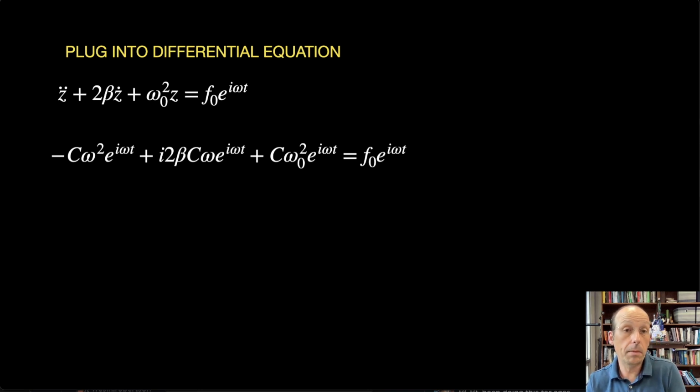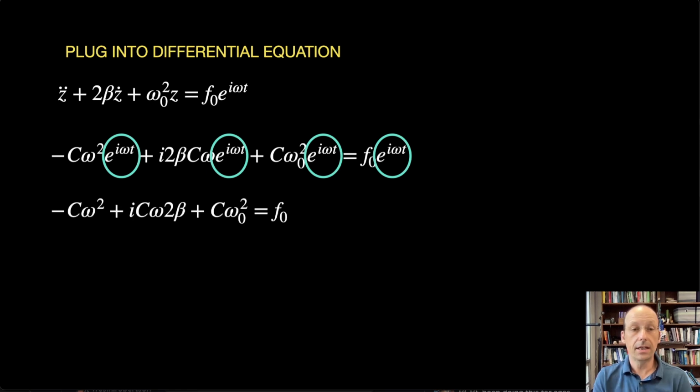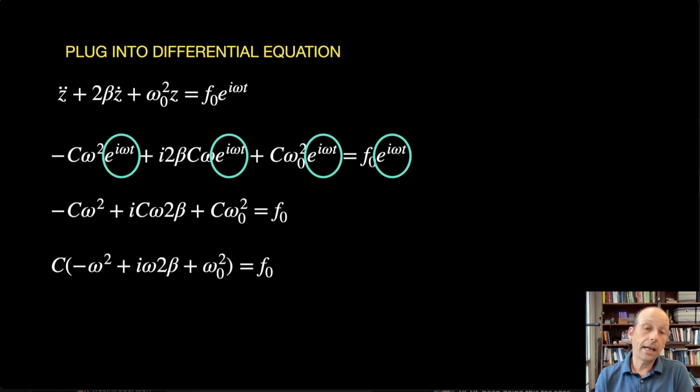Now I do have that 2 beta, I do have the omega naught squared, I do have the F0 like that. Now, you'll see here that I have an e to the i omega t. Oh, here's another e to the i omega t. Oh, here's another e to the i omega t. And one more, so they all cancel. Yay. That's good. So now I just have this: negative c omega squared plus i c omega 2 beta plus c omega naught squared is F0, the amplitude of the driving force.